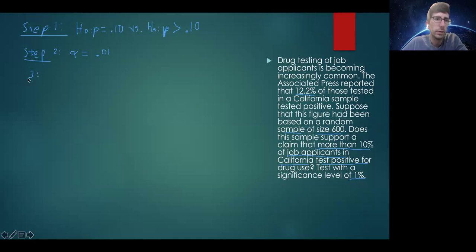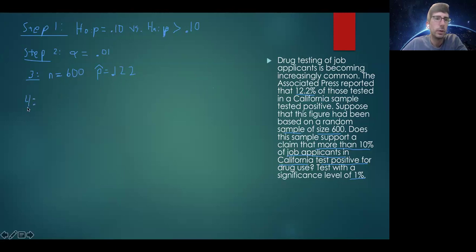I'm just going to be lazy here and write 3 for step 3. This is where we write out our statistics, right? So for a proportion, we just have 2 statistics. We have our sample size. We're told here based on a random sample of size 600, pretty straightforward. And we were given that the sample proportion, the Associated Press reported, was 12.2%. So I'm going to, again, write this in the decimal format instead of the percentage. So 12.2, just move that decimal place over twice and it's 0.122.